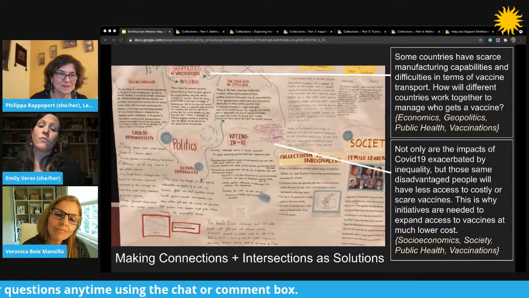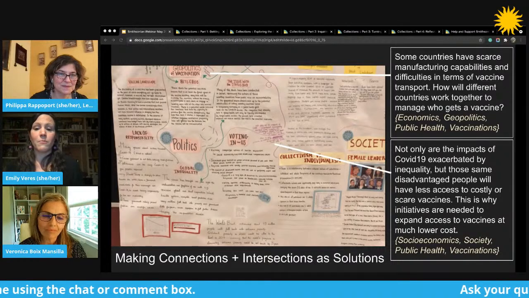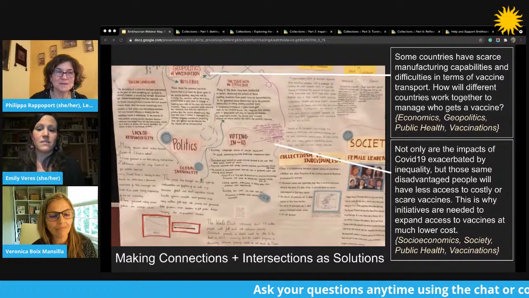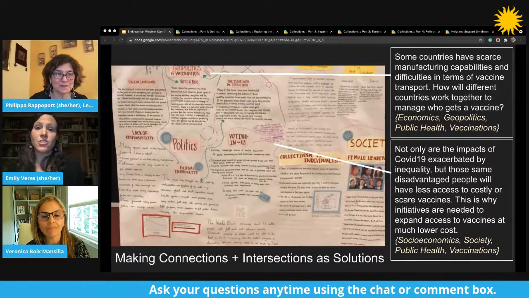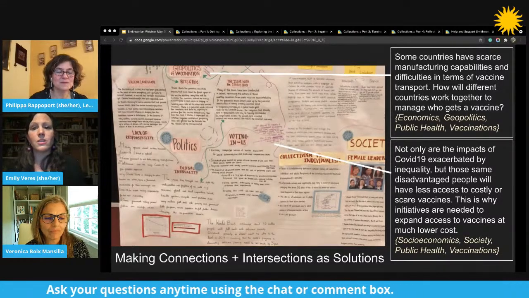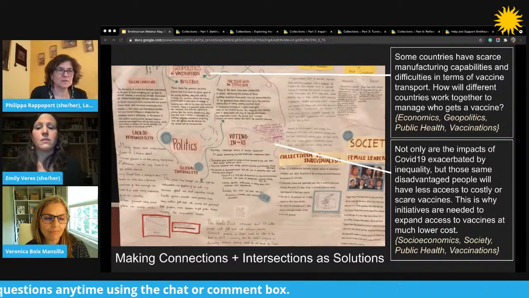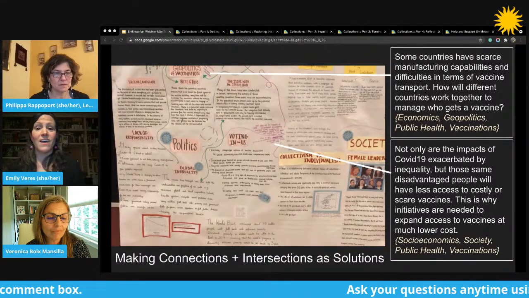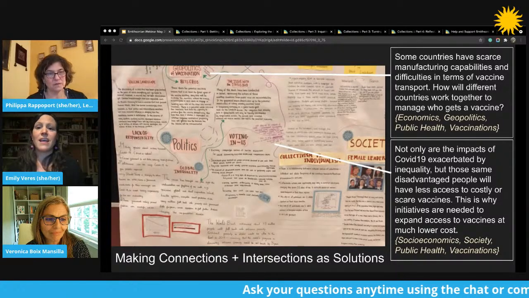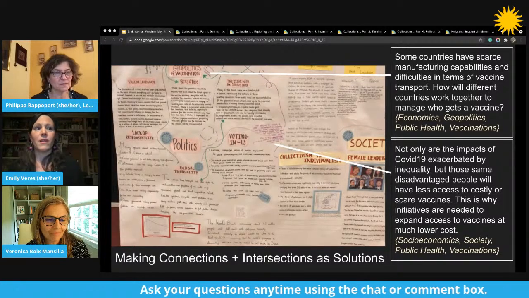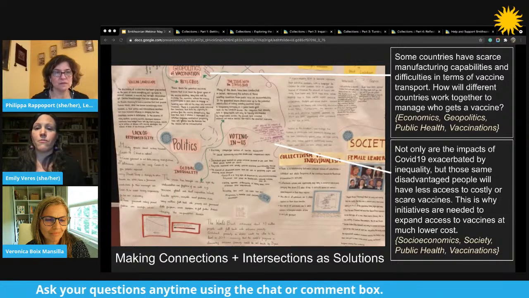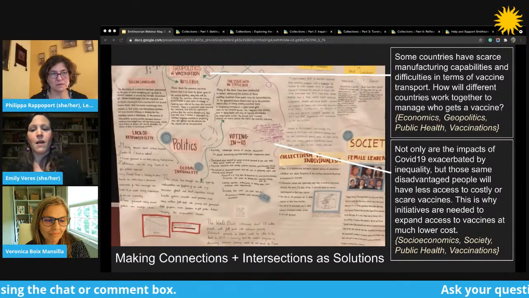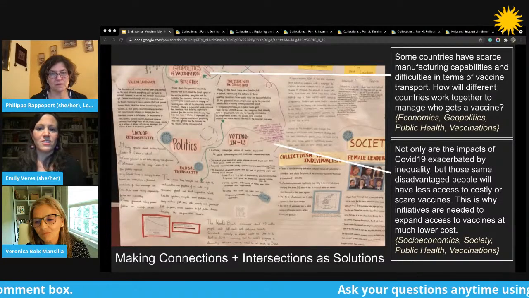Not only are the impacts of COVID-19 exacerbated by inequality, but those same disadvantaged people will have less access to costly or scarce vaccines. And they talked about how initiatives as a solution were needed in order to consider access for vaccines at a much lower cost. And how do we do that? And who's responsible for that? And how can we ensure it happens? Are there any checkpoints of authority and power in decision making? So that was a link between socioeconomics, society, public health, and vaccinations.